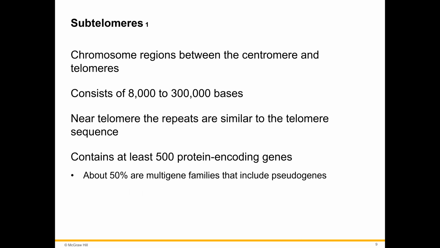That's for the centromere. Then we have subtelomeres. Those are chromosome regions between the centromere and telomere, consisting of 8 to 300 bases. Near the telomere, the repeats are similar to the telomere sequence, and it contains at least 500 protein encoding genes. About 50% are multi-gene families that include pseudogenes.